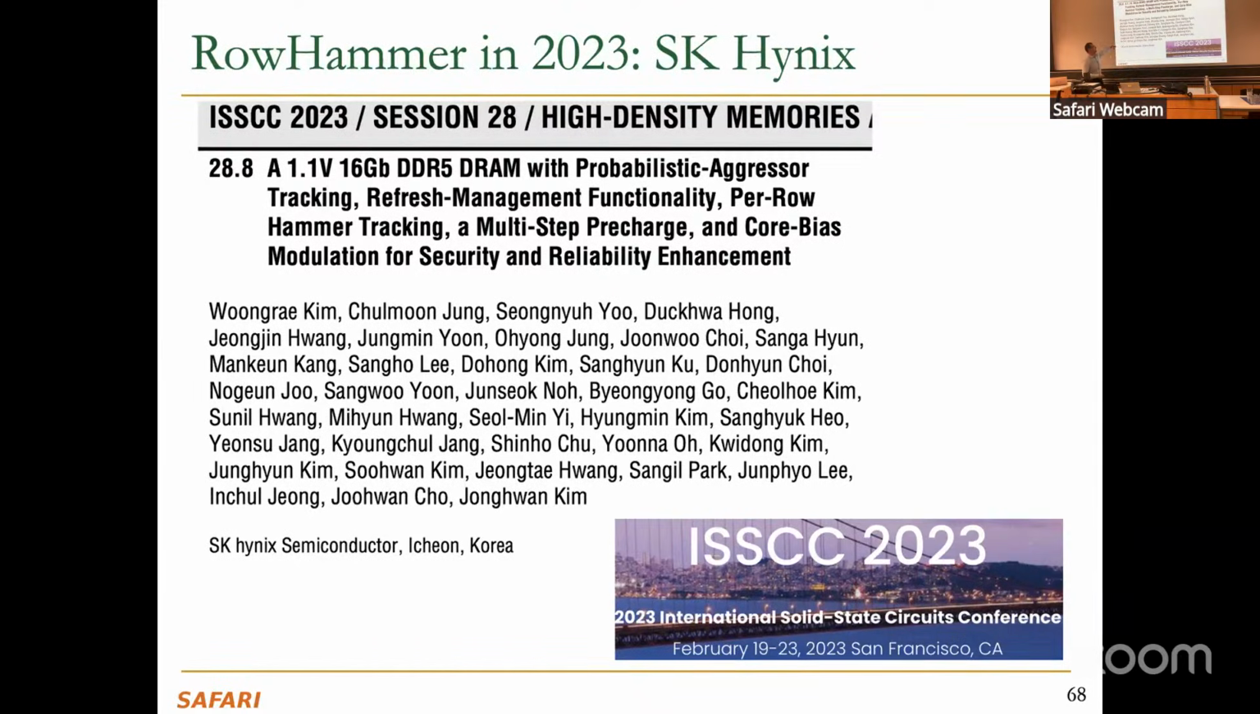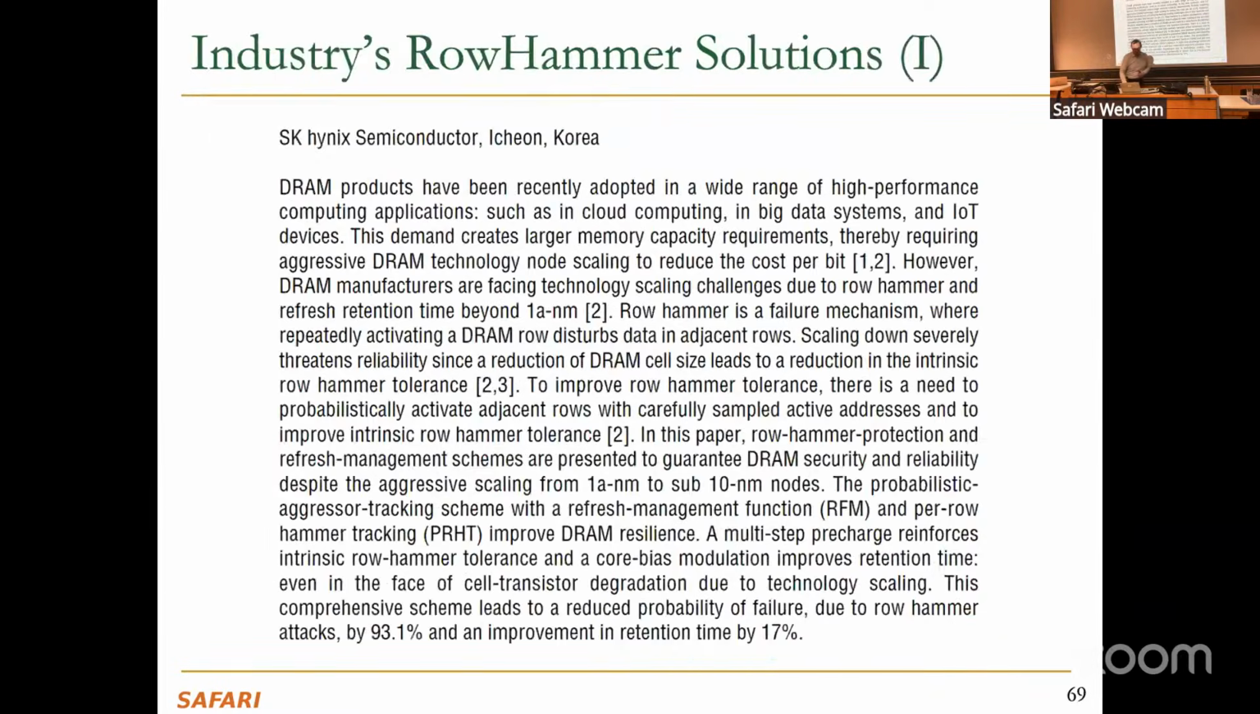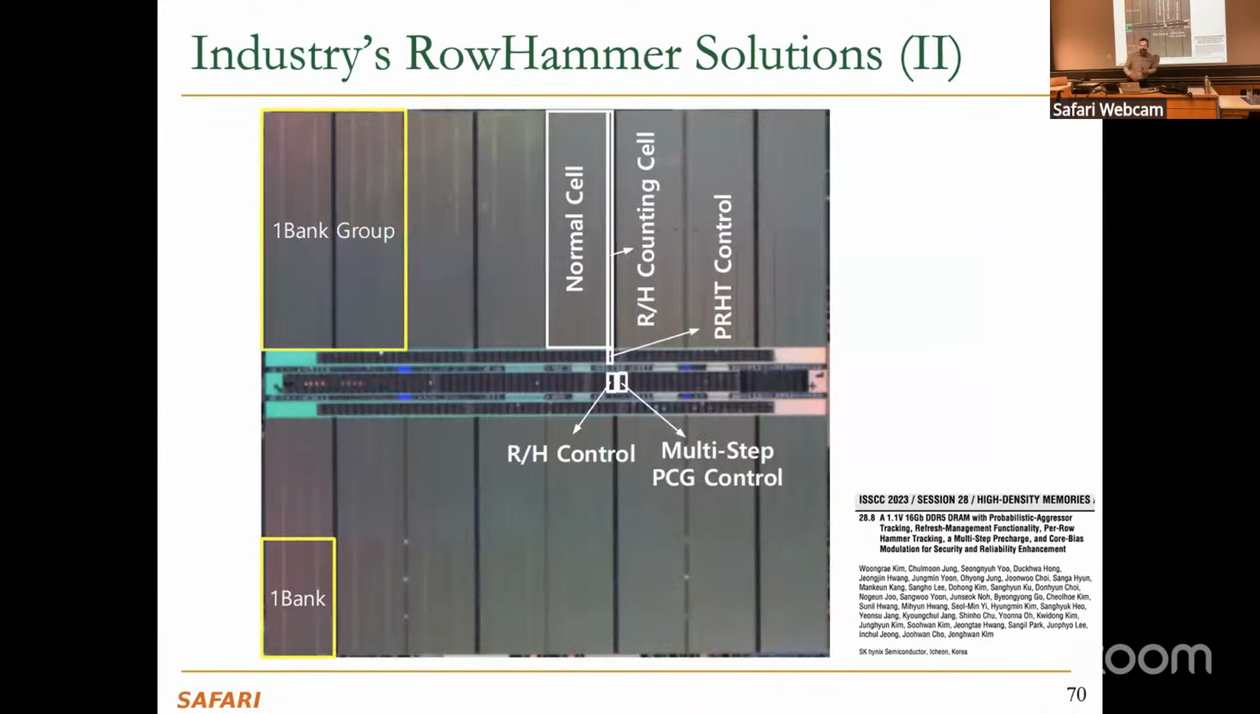And essentially, this is the first paper that acknowledges RowHammer with that wording also. It's an interesting paper. It's very short. There's not much information in it. They basically talk about how they developed a solution to RowHammer. And the solution is essentially an intelligent memory controller inside the DRAM chip. They call it PRHT, per RowHammer track.